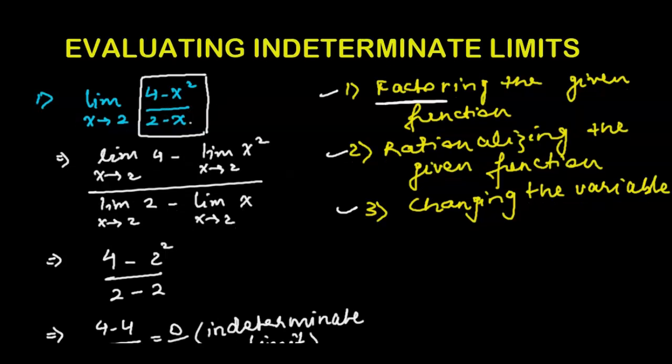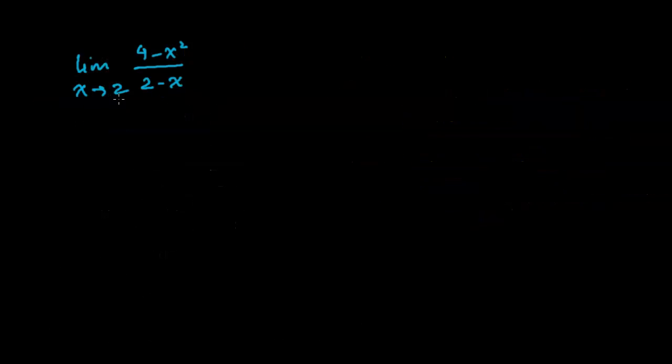Let's rewrite the question. The question was limit as x approaches 2 of (4 minus x squared) over (2 minus x). Since we're trying to find an equivalent function for this, we will not start evaluating it. Instead, we will start writing it in a different way. On this, we are trying factoring. Being a grade 12 student, you are expected to know your prerequisite skills of factoring.